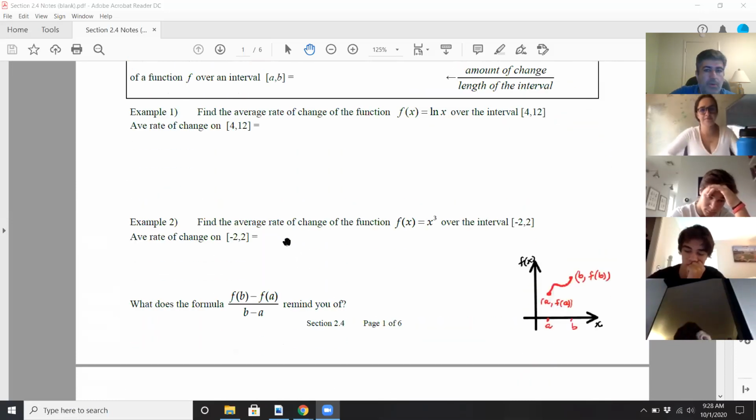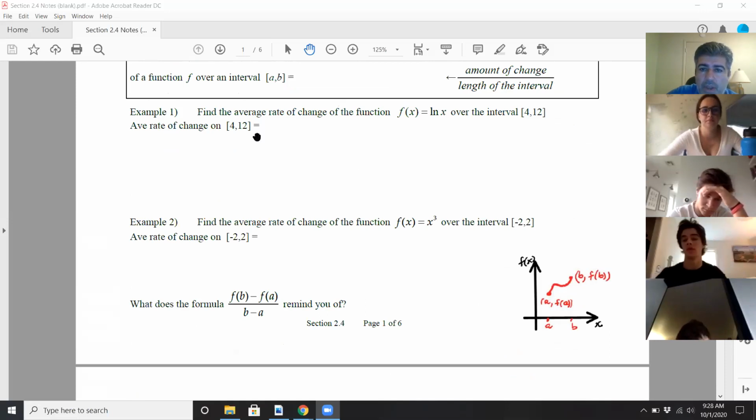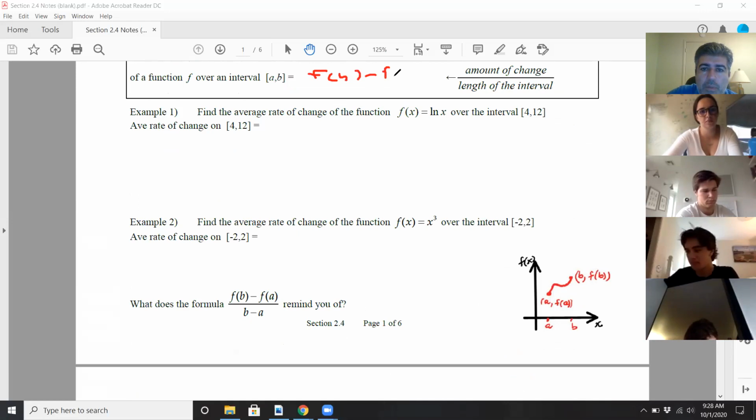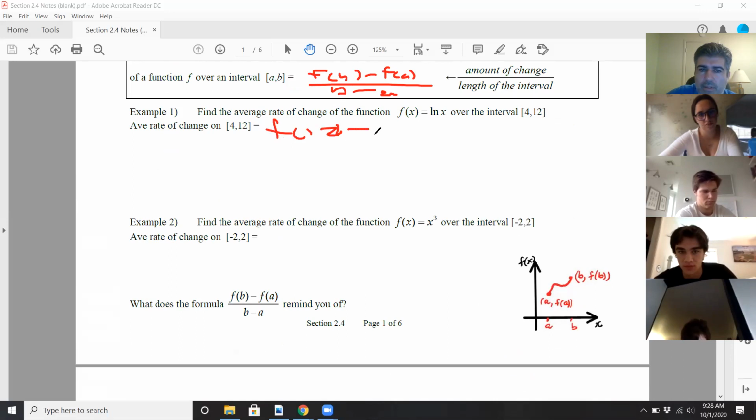So example 1 should be pretty straightforward. Here you got a function, and you're asked to find the average rate of change over a certain interval. And again, just to repeat, all we're doing is this: f of b minus f of a over b minus a. So examples 1 and 2 are pretty boring problems. Just find the slope, that's all. So all you're going to do is f of 12 minus f of 4 over 12 minus 4.